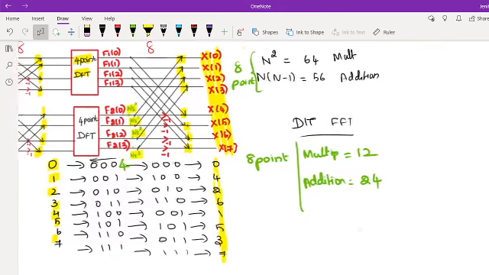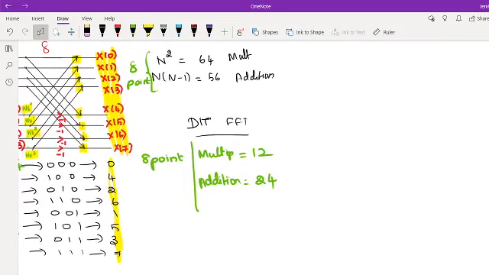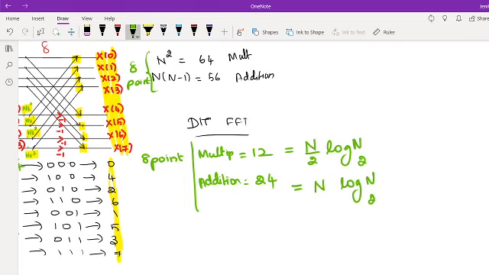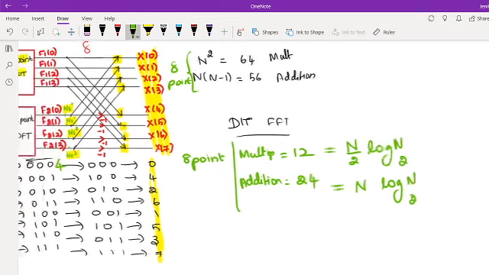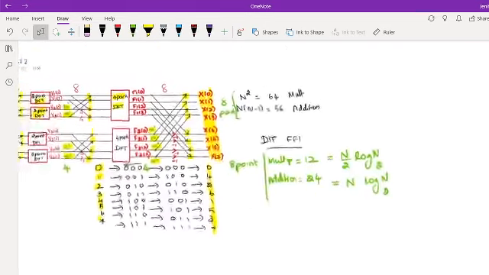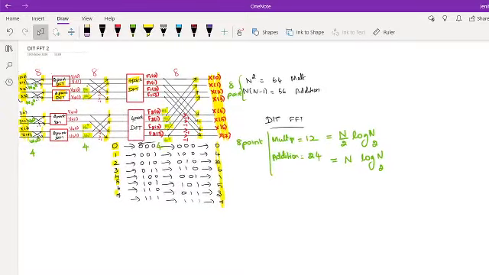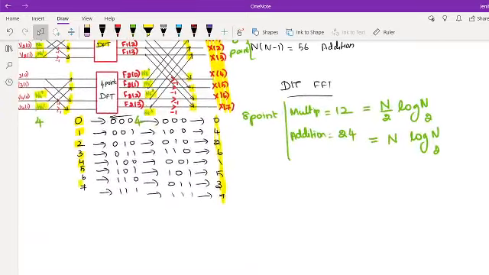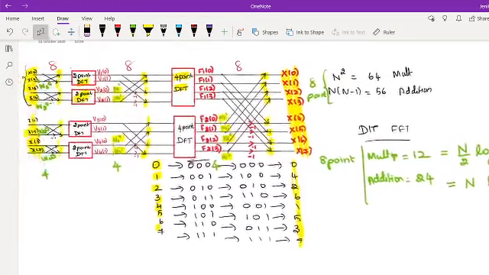So I need to write the general formula for this one. For multiplication, the generalized representation is n by 2 log n to the base 2. So when you use n is equal to 8, you will get the value as 12. The same thing for addition: the required formula for the DIT FFT algorithm is n log n to the base 2. If you substitute n is equal to 8, you will get the value as 24. So this way you can identify the number of calculations required for the n-point DIT FFT algorithm.